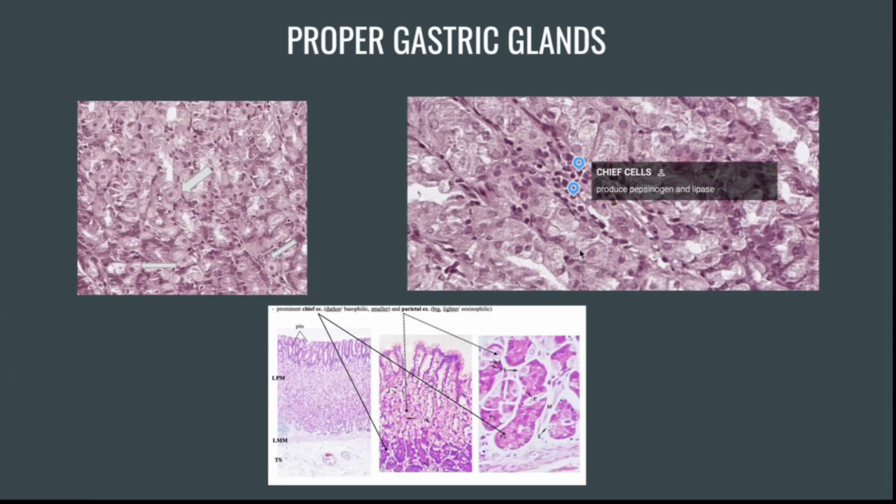Now, when you talk about chief cells, they have different functions. Chief cells basically produce pepsinogen and lipase, and they produce pepsinogen in an inactive form. Why? This is because pepsinogen degrades protein. If it is released in an active form, it will lead to autodigestion and destruction of the whole epithelium. That is the reason why it releases pepsinogen in an inactive form.